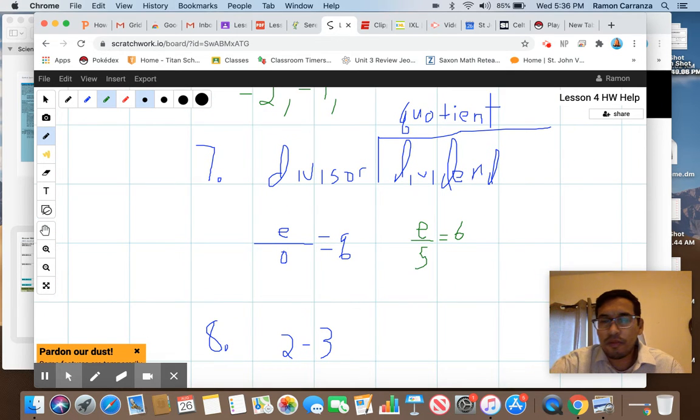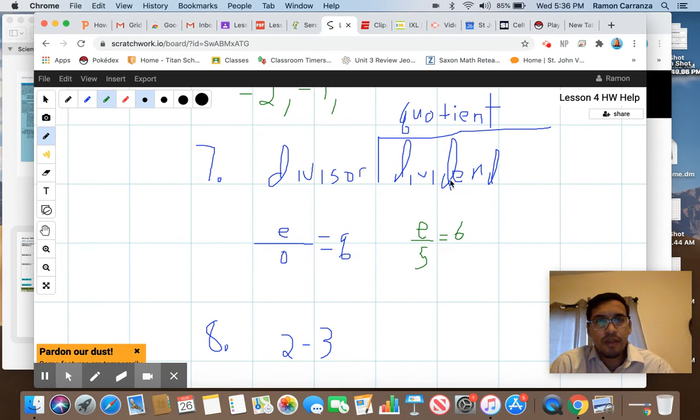For number 7, what we're being asked to do, if we know the divisor, let's say the divisor is here, and we know the quotient, how can we find the dividend? So I can rewrite this as a fraction problem.